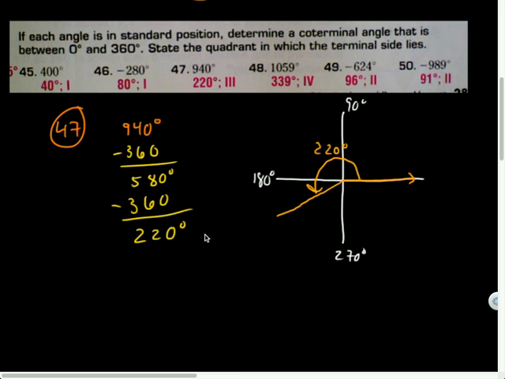Which quadrant is that in? Why are we doing that? Well, they wanted to state which quadrant the terminal side lands in. Third. You didn't necessarily have to graph it to do that, but which quadrant is this? Third. So 1, 2, 3, 4.